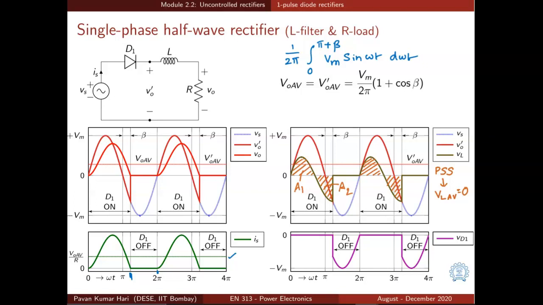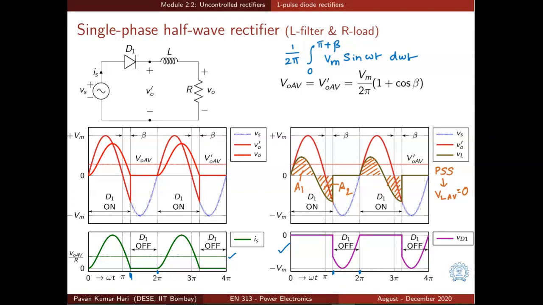What is the voltage across the diode? How does it look like? It is shown in purple color waveform here. The voltage across the diode is almost 0 when it is on, and it becomes equal to the source voltage Vs when it is off. So that is from pi plus beta to 2 pi. So the maximum value of voltage to be blocked by the diode when it is off is again minus Vm in this case.